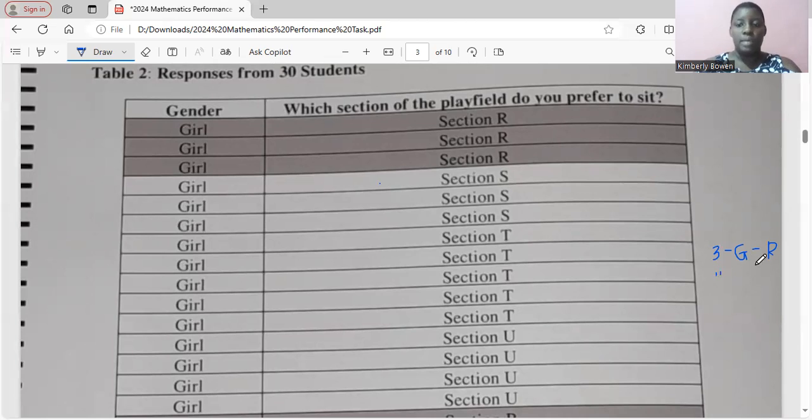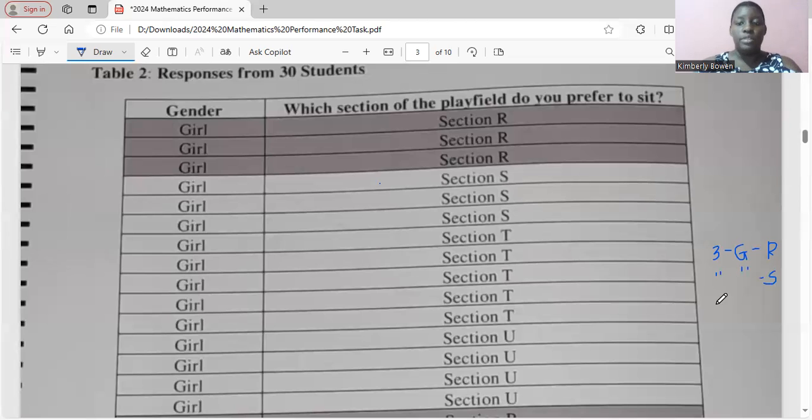And this, when I do the quotation there, it means the same thing. And just the S is different, so I put the S. How many girls for T? 1, 2, 3, 4, 5.